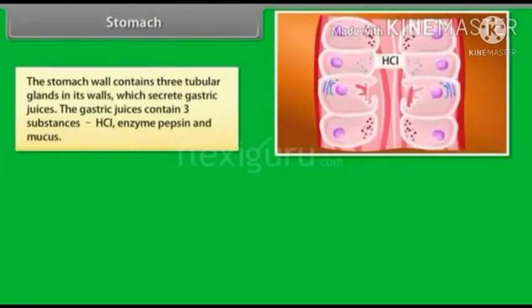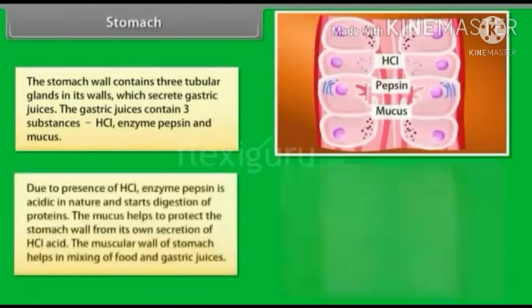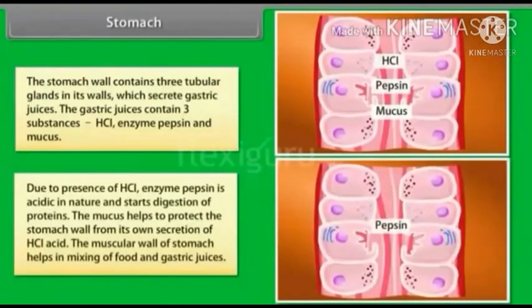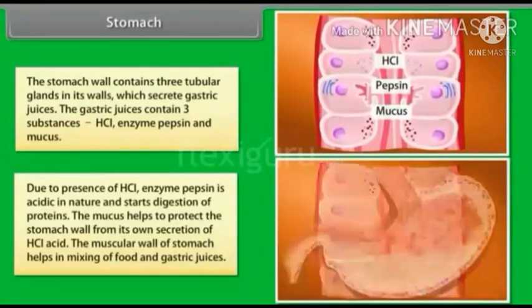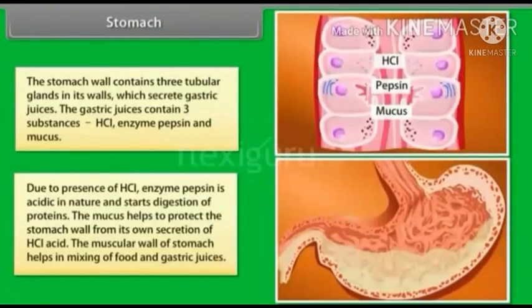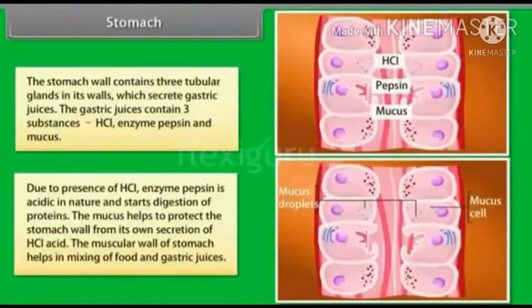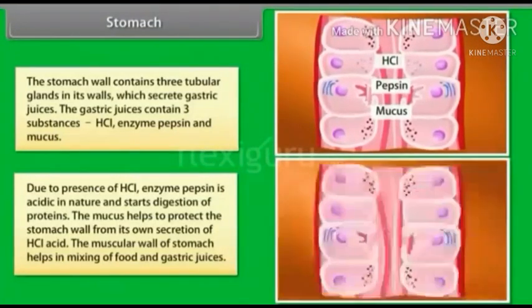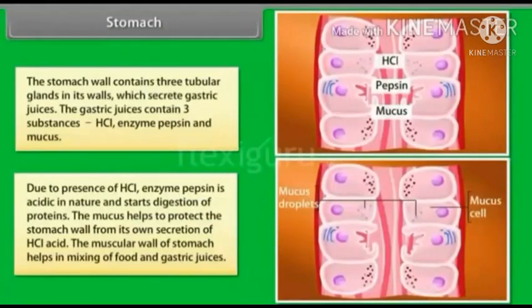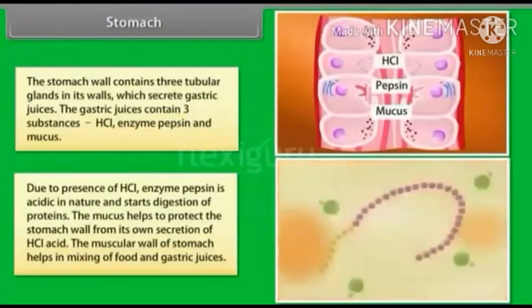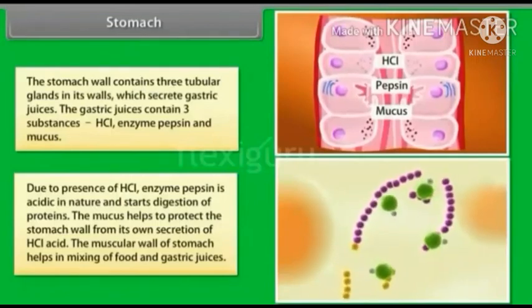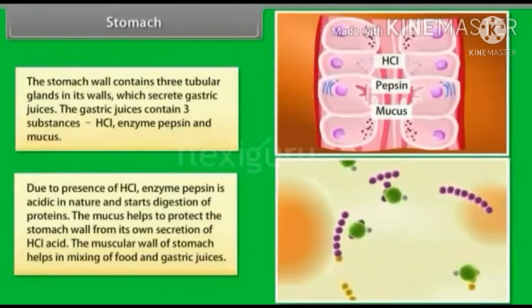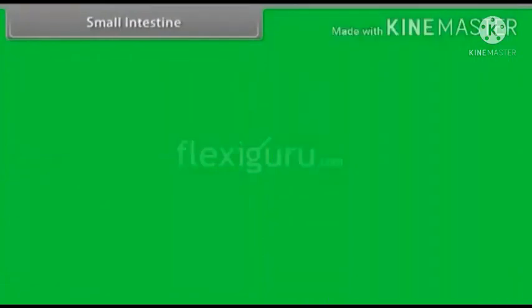The gastric juices contain 3 substances: HCl, the enzyme pepsin and mucus. Due to the presence of HCl, the enzyme pepsin is acidic in nature and starts the digestion of proteins. The mucus helps to protect the stomach wall from its own secretion of HCl acid. The muscular wall of the stomach helps in mixing of food and gastric juices.